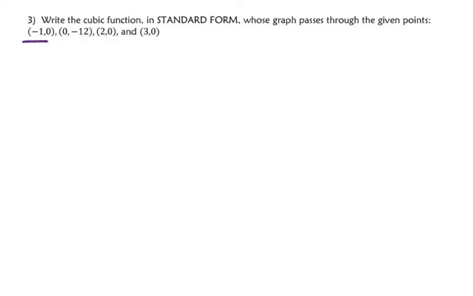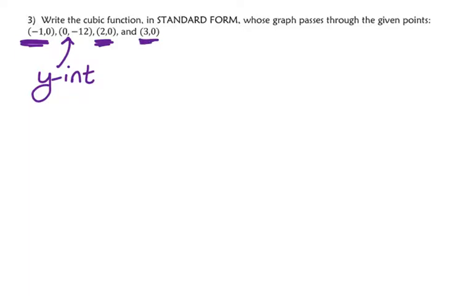So if you look here, that would be a point on the x-axis. This 0, negative 12 is actually going to be a y-intercept, and that'll be the point that we use at the very end to find the a value. 2, 0 would be a point on the x-axis, and 3, 0 would be a point on the x-axis.